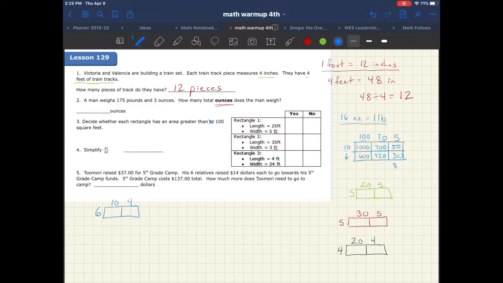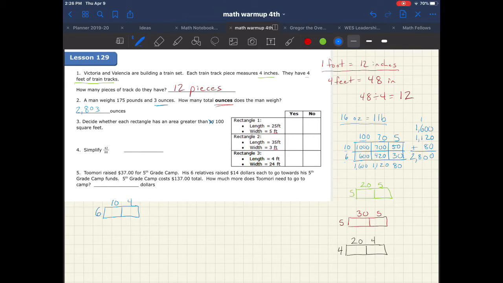Let's see. That column is 80. That column is 1,120, and this column is 1,600. I'll stack them over here. 1,600, 1,120, and 80. Okay, the 80 and 20 make 100, so 6 and 2 more makes 8. Looks like I've got 2,800 plus these last 3 ounces, so 2,803 ounces.